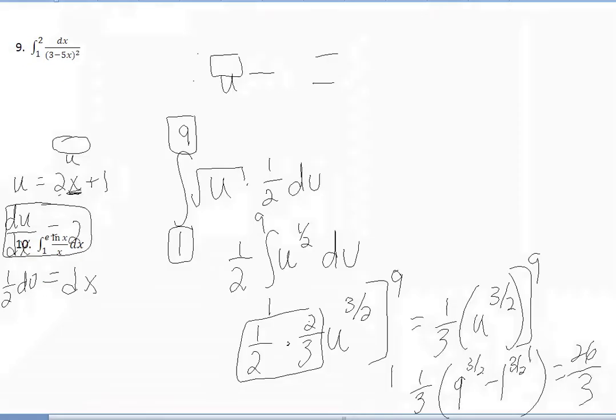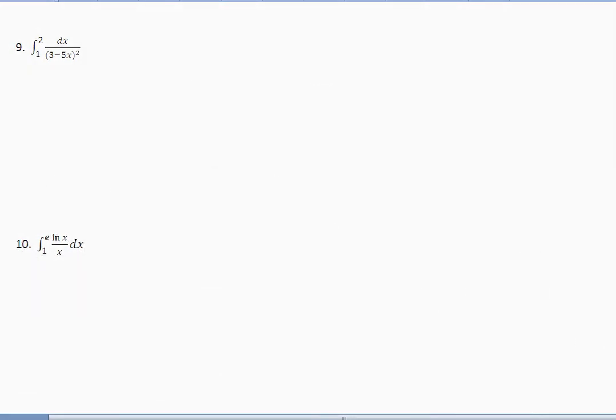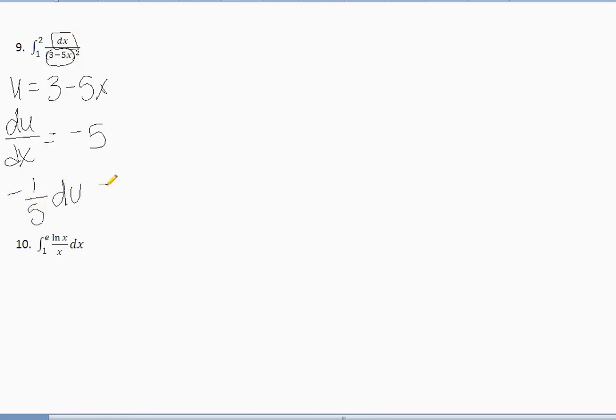So number 9. The inside part, u, is going to be 3 minus 5x. The du in terms of x, the derivative of that, is just -5. Now look, all I have left is the dx. Solve this for dx. So -1/5 du equals dx. Now go ahead and change it.